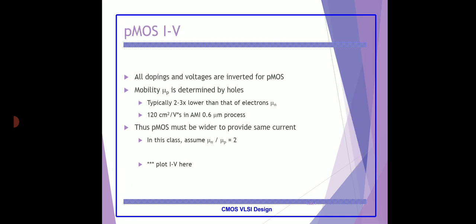And the next one is PMOS IV characteristics. For PMOS, the difference is that the symbol has a dot at the gate.